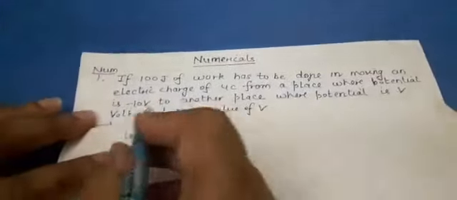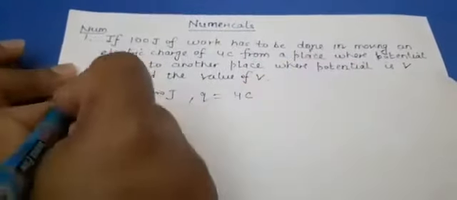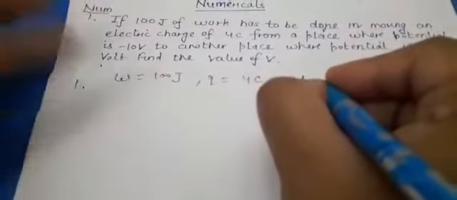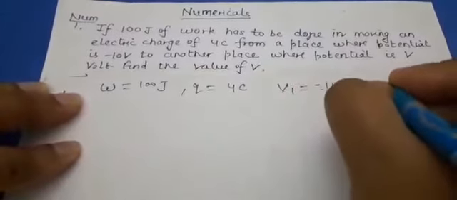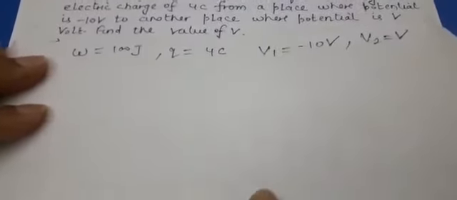Second thing, what has been given here? Charge. Charge is given to be 4 coulomb. And first potential, we are taking the two potentials, V1 is given to be minus 10 volt. And final potential, which we have to calculate, is V. We have to calculate V.